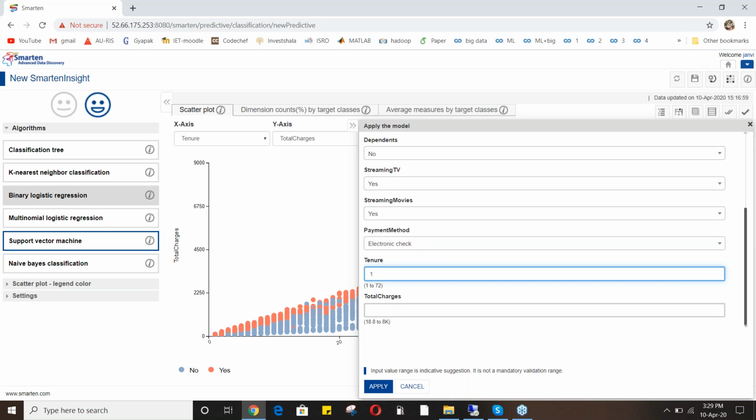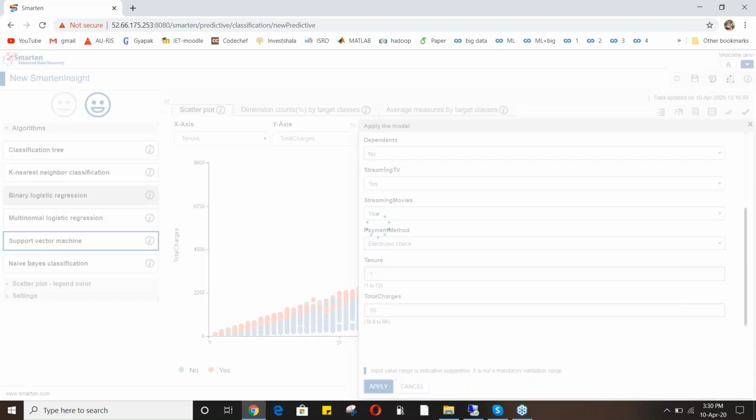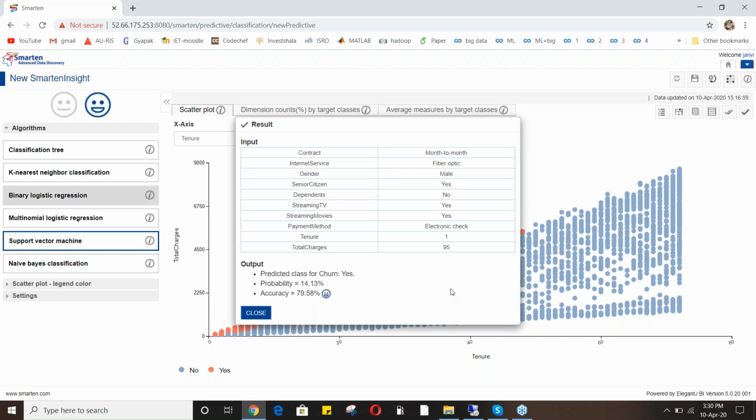So this is an ad hoc question we are applying on that, but you can also apply it automatically on your database of customers. So right now you can see, yeah, Janvi, you can explain.